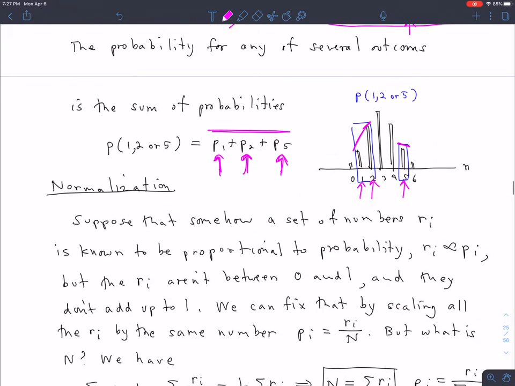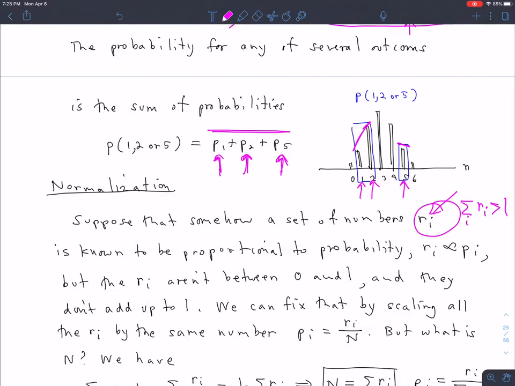Okay, it often happens that what you actually get to start out with isn't probabilities. You get some set of numbers r_i, and they're all positive. None of them are negative. You can't have negative values, even in this case. But they don't all add up to 1. I add up all the r_i's and I get something greater than 1 or less than 1. It's got to be exactly 1 if they're probabilities.